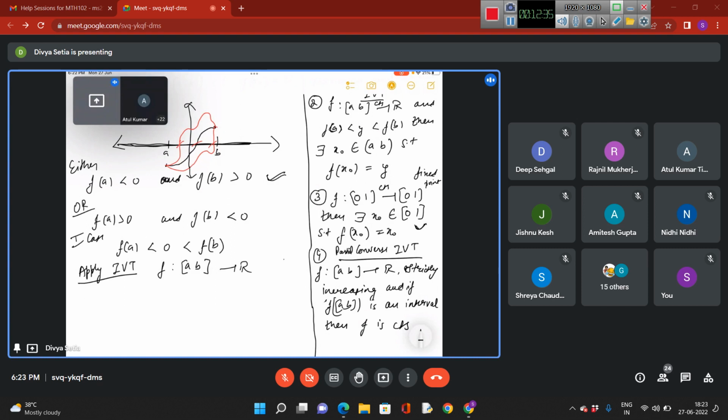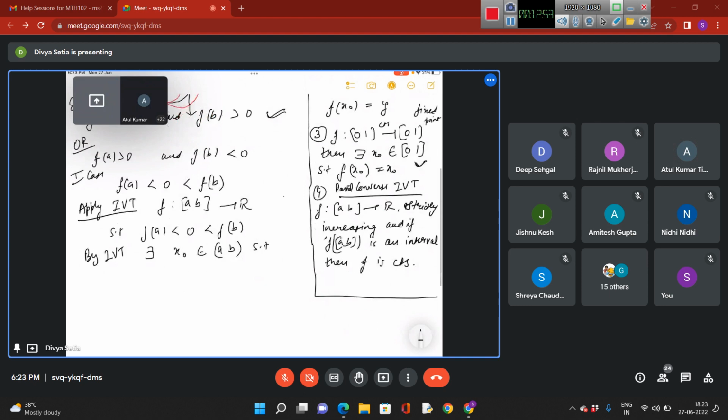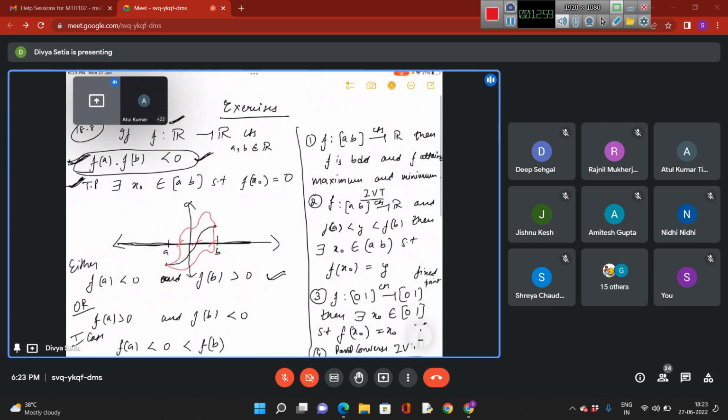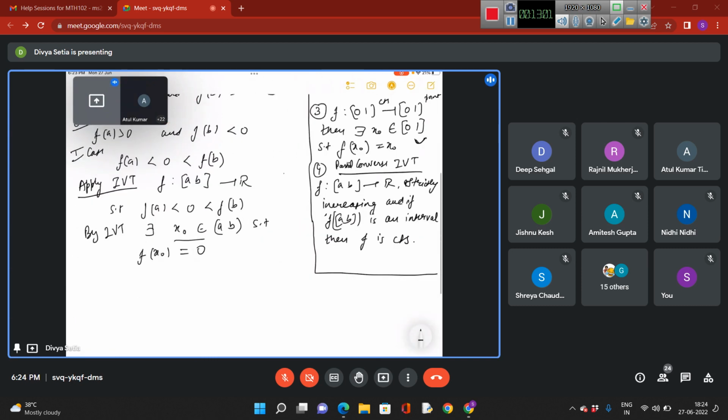So f is continuous from AB to R such that f of A is less than 0 is less than f of B. So by the intermediate value property, there should exist some x naught in AB such that f of x naught is 0. And if so, this is what you want to prove, right? And if this x naught lies in AB, that means this x naught is a real number. Fine.